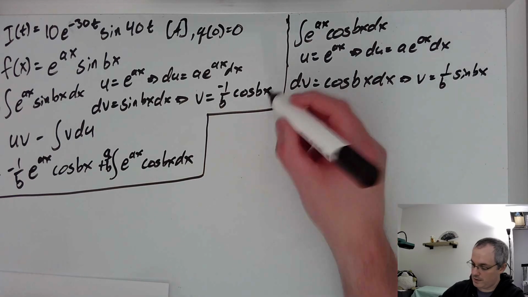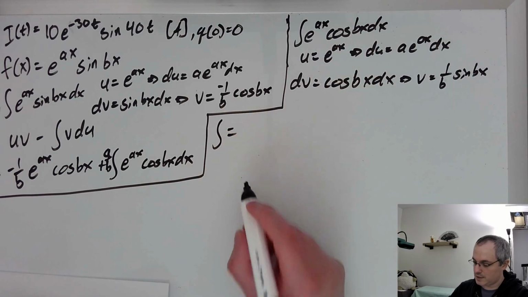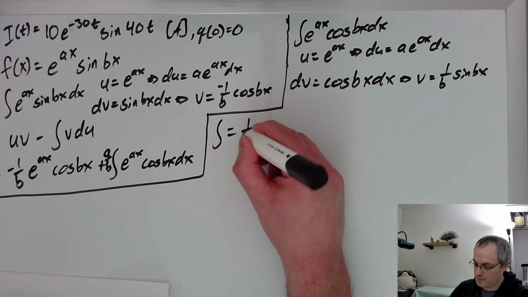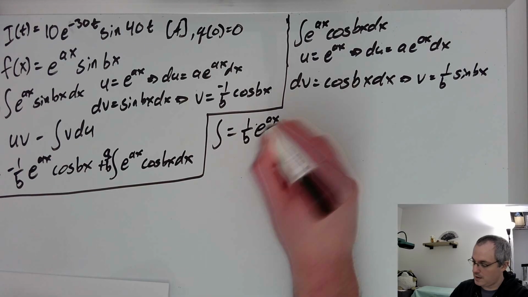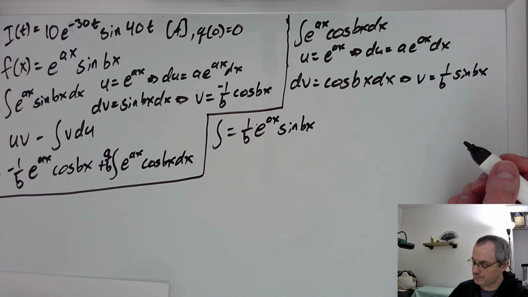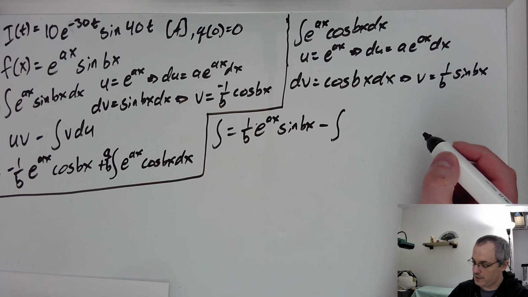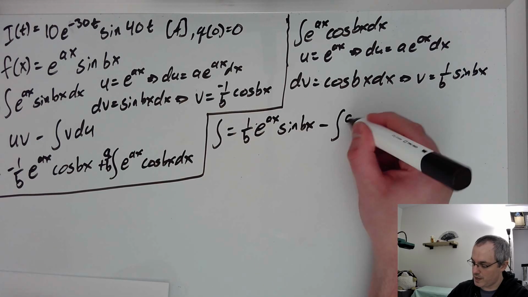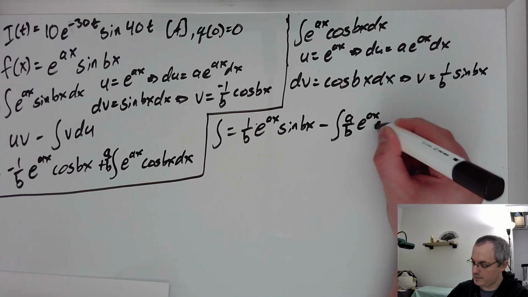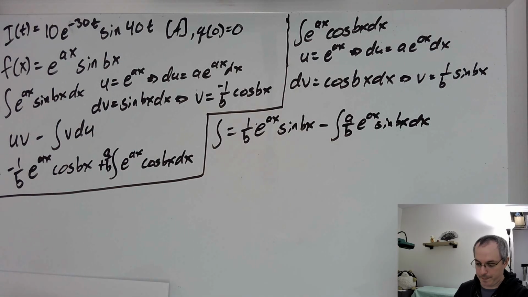Okay, then we'll plug it in over here. That integral on this side will be equal to uv, so 1 over b e^(ax) sine bx, minus the integral of v du, so a over b e^(ax) sine bx dx. All right.